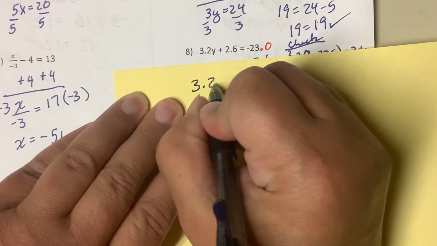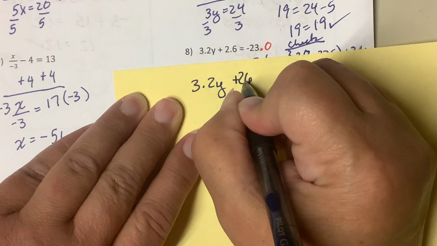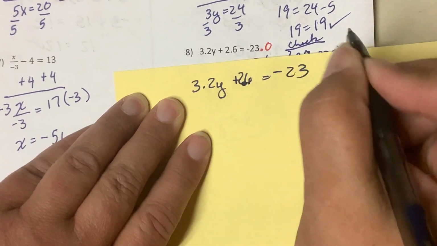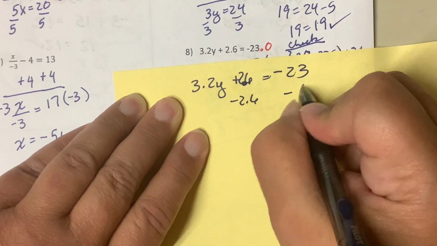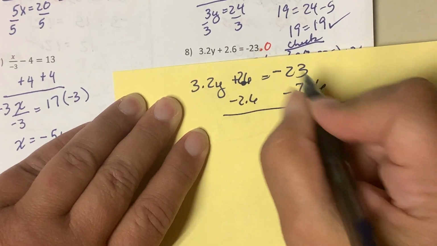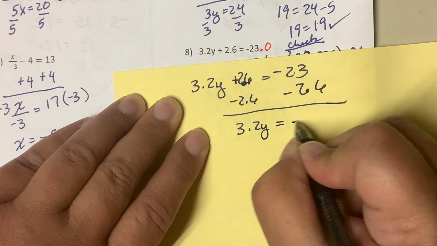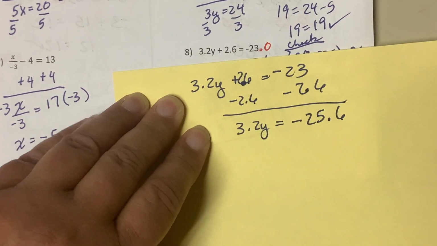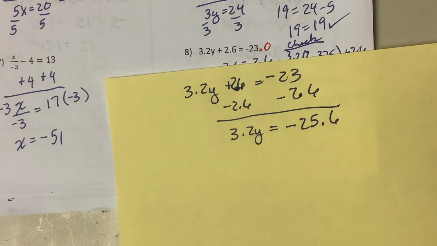3 and 2/10 y plus 2 and 6/10 equals negative 23. Now, subtract 2 and 6/10 from both sides. I should get 3 and 2/10 y equals negative 25 and 6/10. You can see I made a mistake. Not good, Miss Bono.